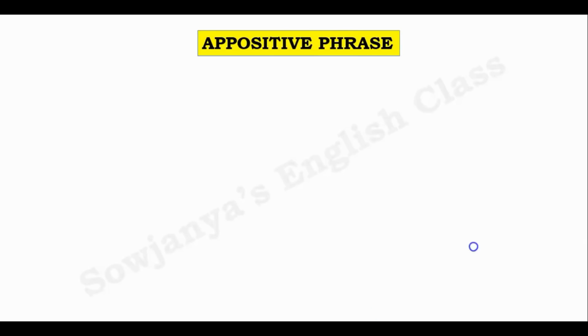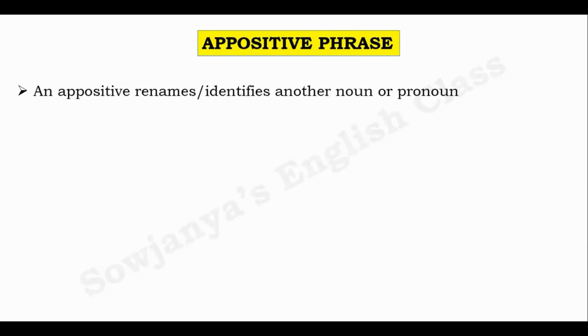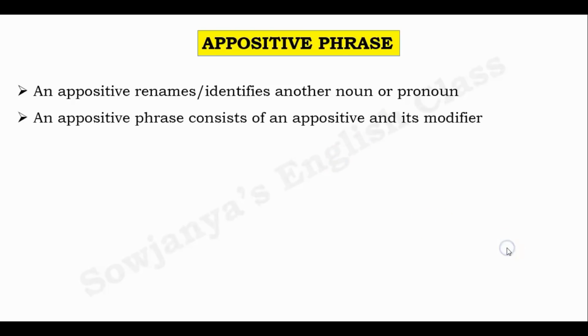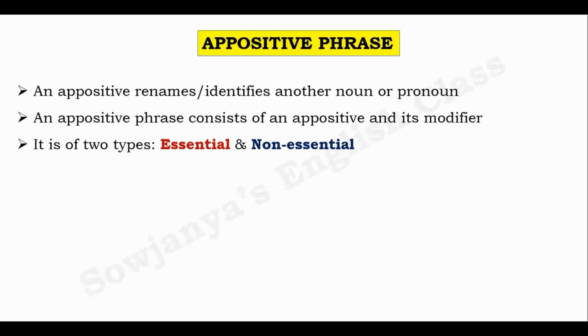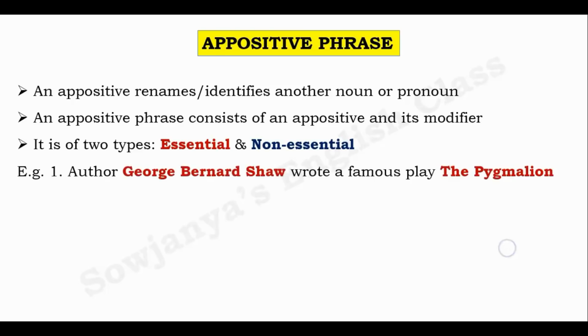Now, appositive phrase. An appositive renames or identifies another noun or pronoun in a sentence. Okay, it identifies in the sense of falling back on another noun or pronoun. An appositive phrase consists of an appositive and its modifier. It is of two types, essential and non-essential. Example: Author George Bernard Shaw wrote a famous play, The Pygmalion.